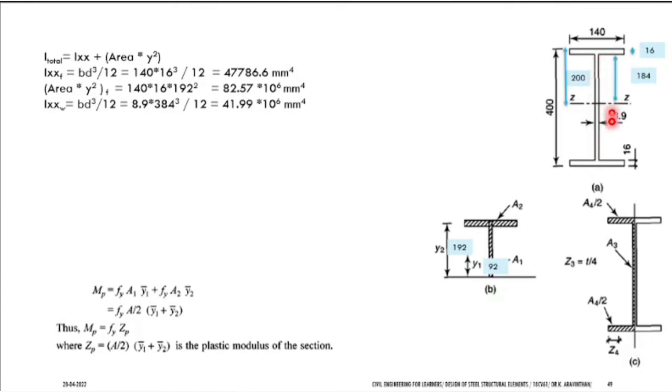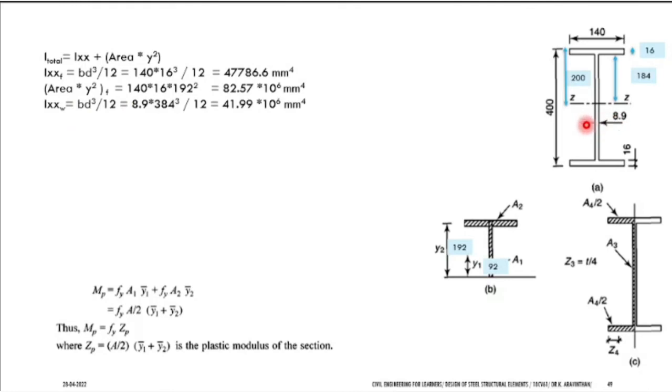So what is the depth of the vertical rectangle? No, the total depth is 400. Only for this web section, remove the flanges. You have to remove 16 and 16. So what is the depth? 368. So if you have a rectangle of depth 368, what is the thickness? 8.9. So what is the formula for finding moment of inertia? BD cube by 12. What is the breadth here?